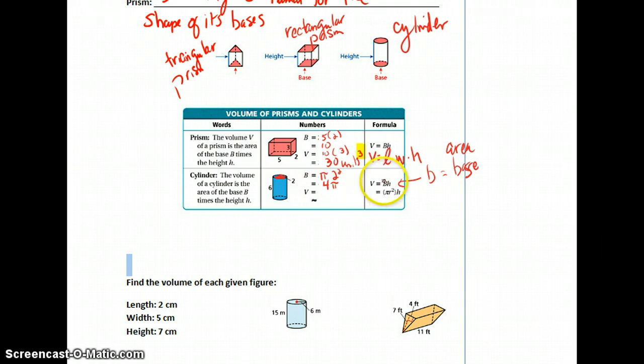The volume, we're going to take that base and we're going to multiply it by the height. So we have 4 pi, our height is 6, so we are going to end up with 24 pi. And when we multiply that out, we get 75.4, and it's units cubed. I want to point out the formula that is also right here.